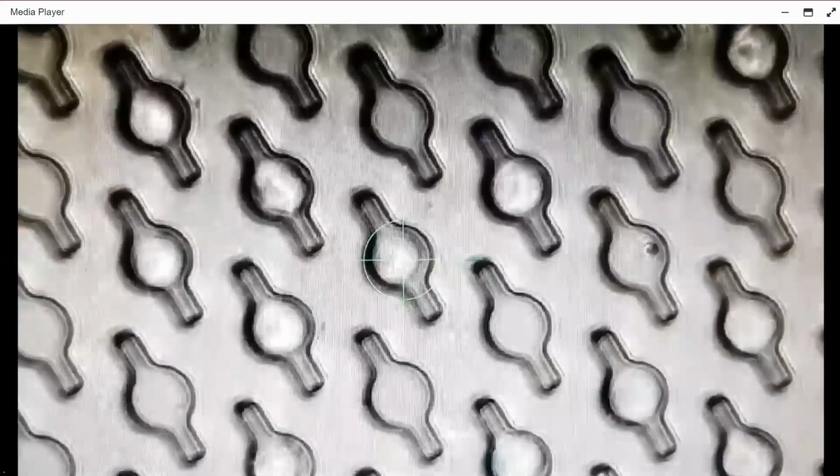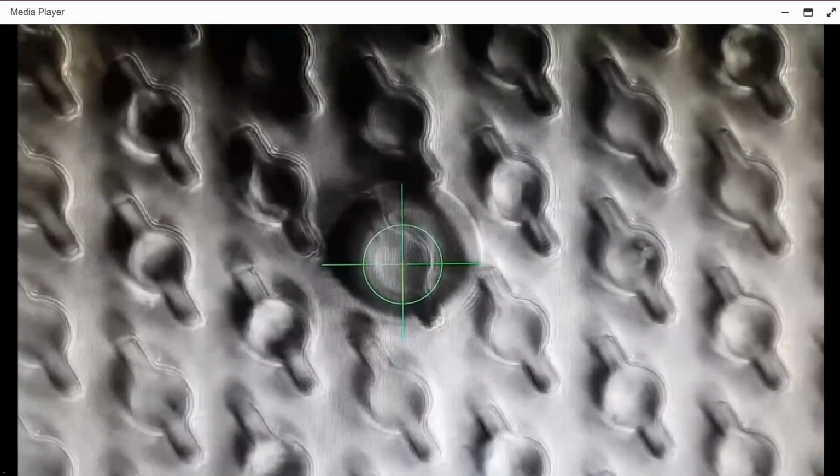So once the picking has been successfully completed, we move to the next cell, acquire image, take out the cell, and then acquire image again. This ensures that we have a proper documentation throughout the whole experiment.